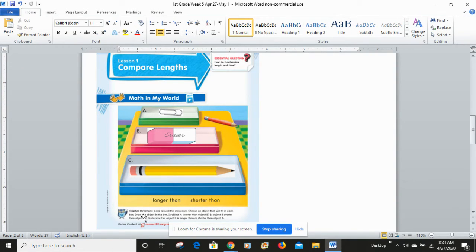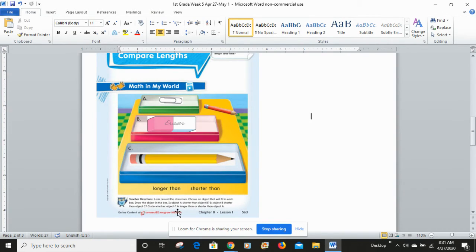So it says, is object A shorter than object B? Is A shorter than B? The answer would be yes. Is object B shorter than object C? Is the eraser shorter than the pencil? And we would say yes. Circle whether object C is longer than or shorter than object A. Well, we can see that the pencil is by far the longest one, so we would circle that one.